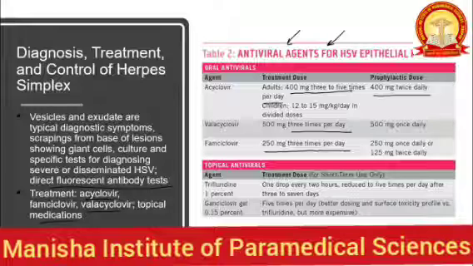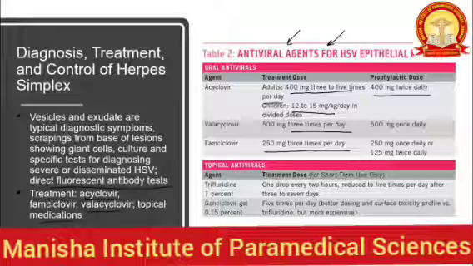For children, acyclovir may be given in milligrams per kg based on the weight of the child, in divided doses.